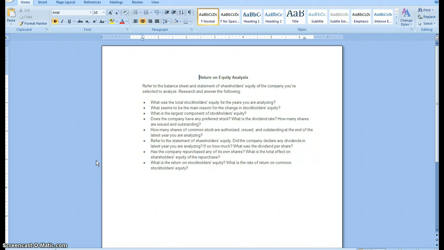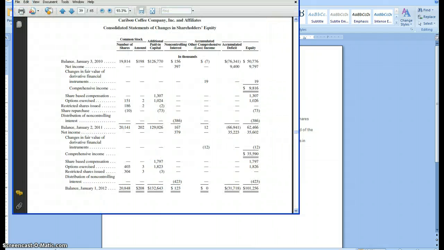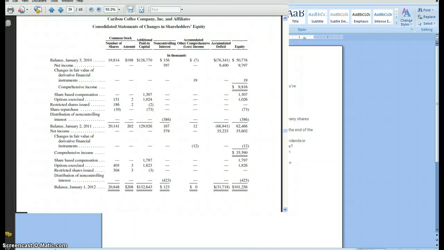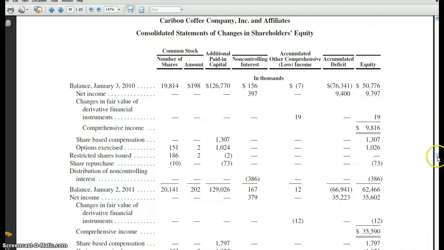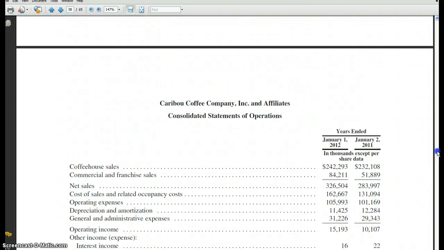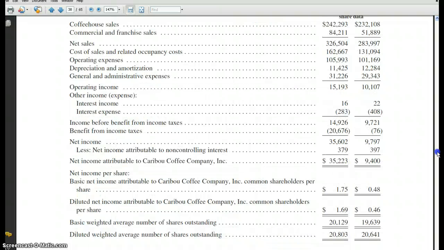What was the stockholders' equity for the years you're analyzing? What seems to be the main reason for the change? And what is the largest component of stockholders' equity? And so when I go to Caribou's, let's see, what do I have here? This is the changes in equity. I'm going to go up to the balance sheet for that information.